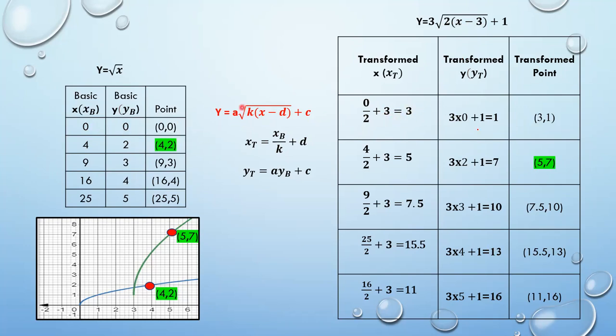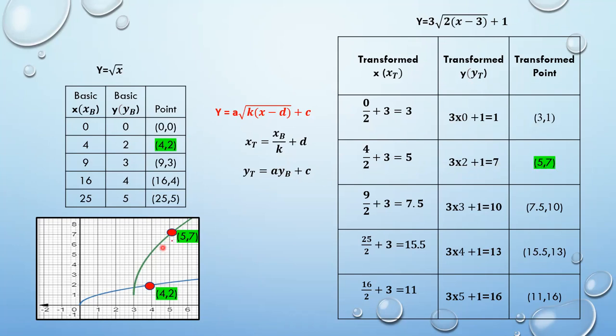Then y basic. What is the formula? A times yb plus c. A means this. Here 3. 3 times y basic, 3 times 2 plus c. C is this, 1 unit up because you have positive here. Otherwise negative. So 3 times 2, 6. 6 plus 1, 7. So this is 5, 7.